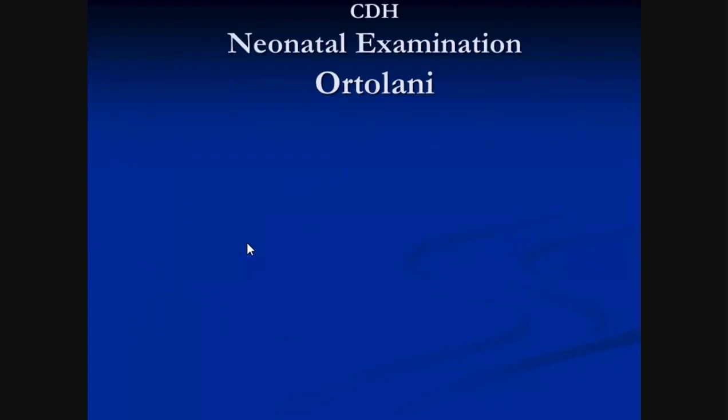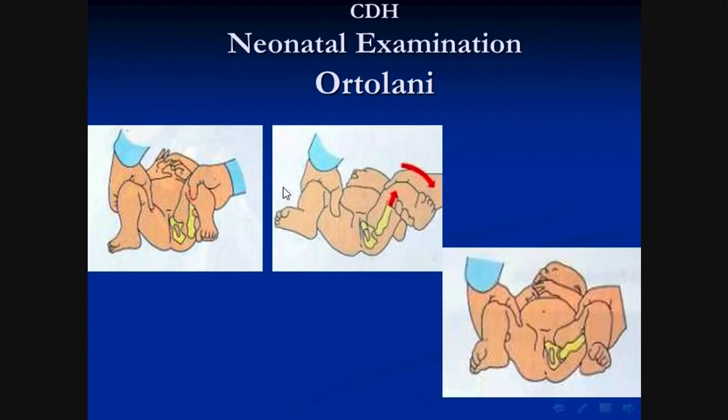Again, this picture will show it. The examiner puts both thumbs on the medial aspect of the thigh, and the index and middle finger on the greater trochanter. In the Ortolani test, the examiner tries to reduce the hip joint to its place by doing an abduction movement. If there is an obstacle and the examiner cannot do full abduction, then with a gentle push of the greater trochanter, the examiner feels a clunk. That means the head enters the acetabulum. It is called a jerk of entry.